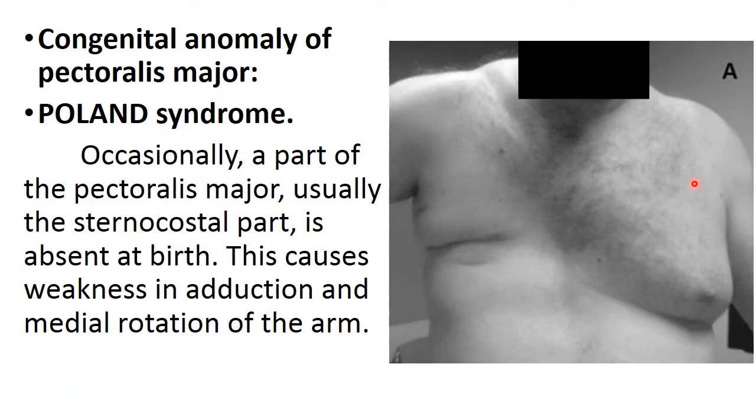So the clinical aspect of this is the congenital anomaly of pectoralis major. The congenital anomaly is Poland syndrome, where occasionally part of the pectoralis major, usually the sternocostal part, is absent at birth. This causes weakness in the adduction and medial rotation of the arm. So adduction and medial rotation, two movements, will be arrested in Poland syndrome, which is a congenital anomaly of pectoralis major.